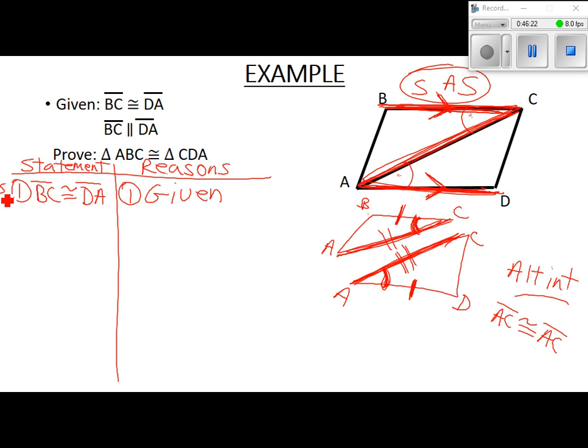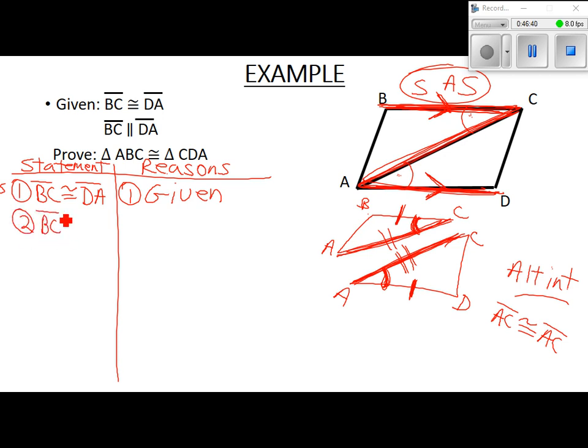Is that enough to say the two triangles are congruent? No, we got one pair of sides. We still need a pair of angles and another pair of sides, right? Yeah. Where did we go to next? Go to the next given.